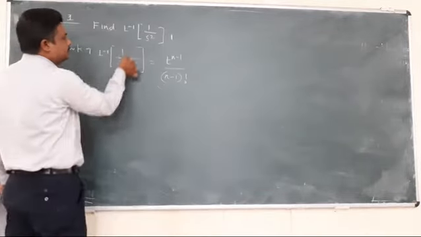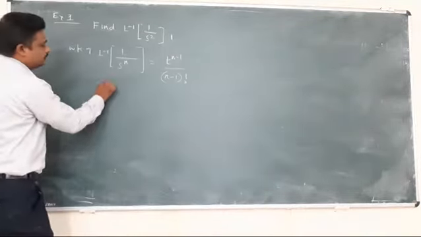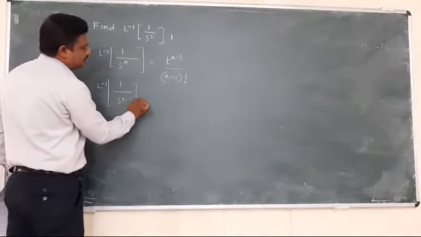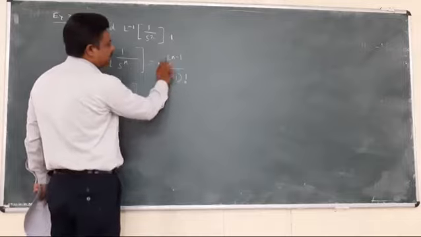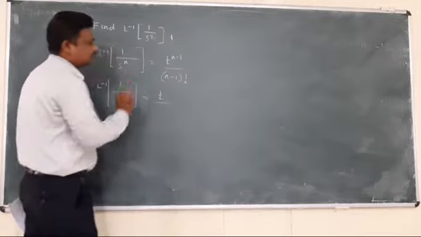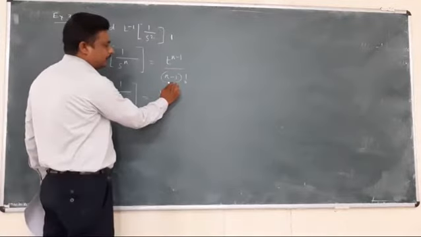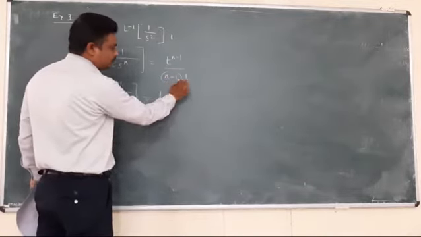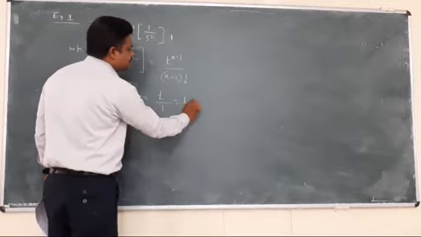So here n is 2, therefore L inverse of 1 upon S square is equal to t raised to 2 minus 1, that is 1, upon 2 minus 1 factorial. Sorry, 2 minus 1 is 1, and 1 factorial is 1. Therefore, this is t.